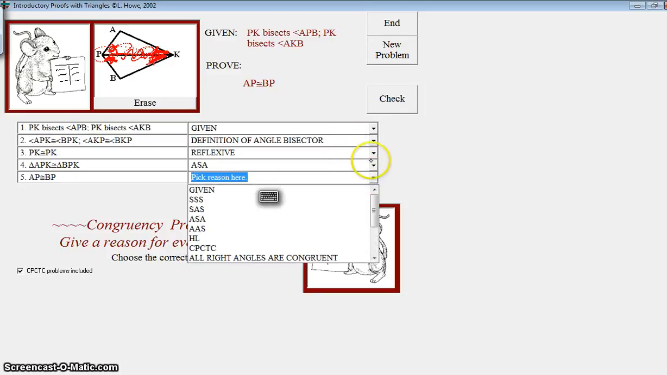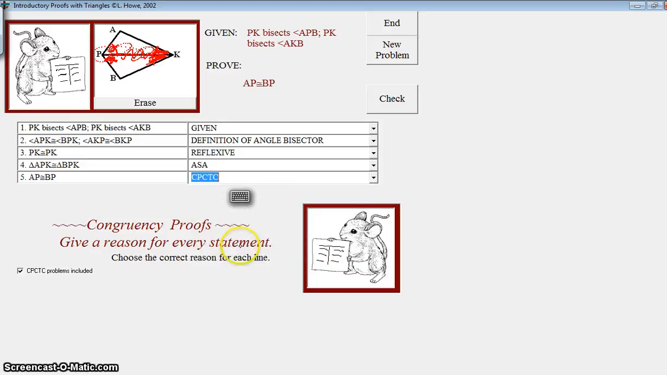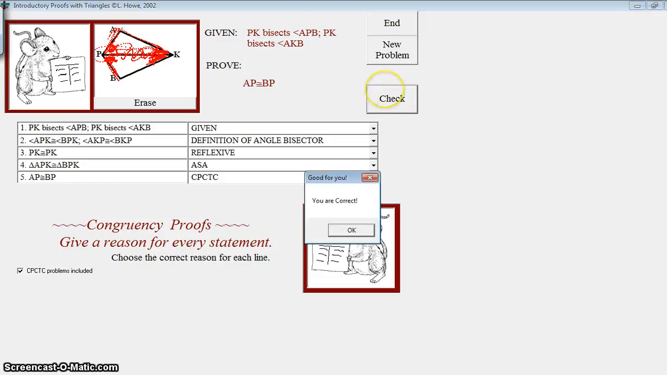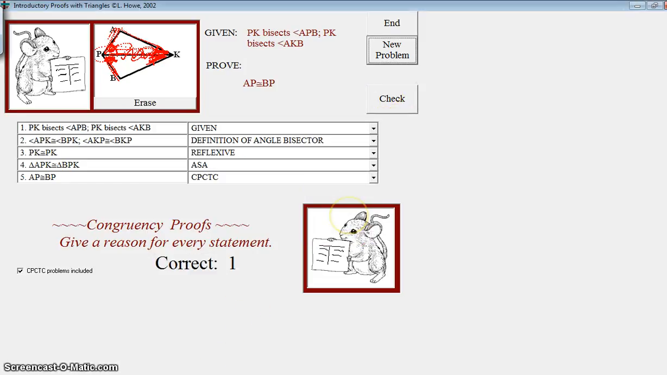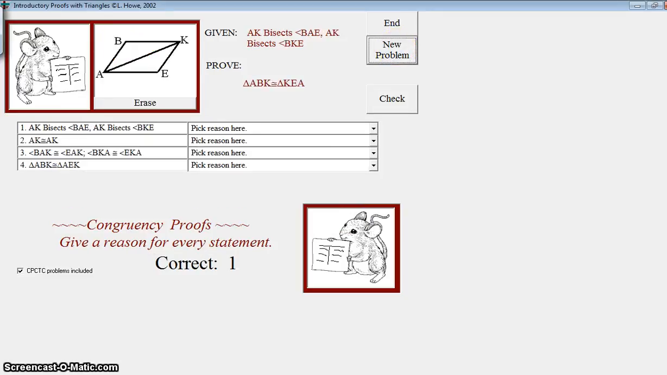Now AP is congruent to BP. See this right here? CPCTC. That stands for this phrase: corresponding parts of congruent triangles are congruent. So that just means, well, if I know these two triangles are congruent, well then don't I know that AP, which corresponds to PB, is congruent also? So I'm going to check how I did on my proof, and I am correct. New problem.